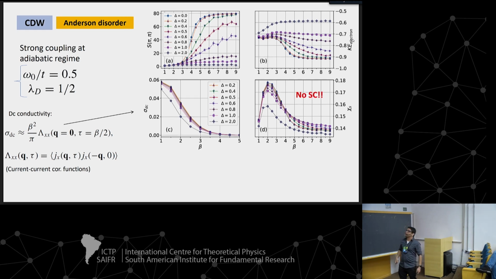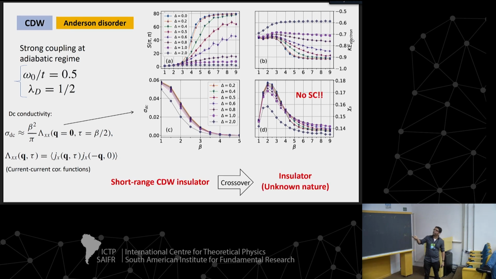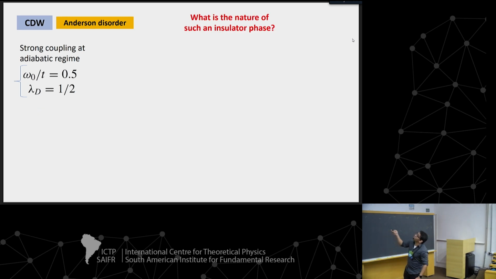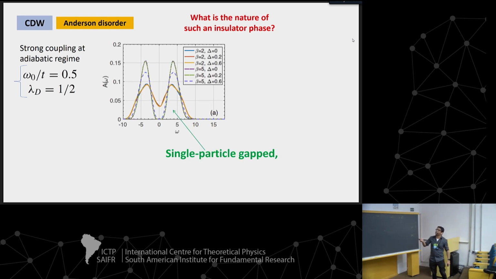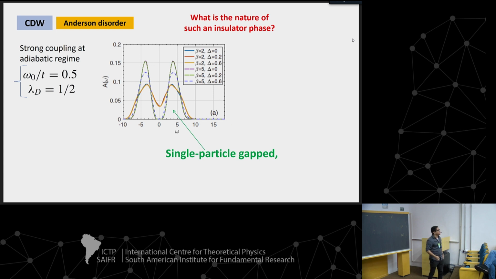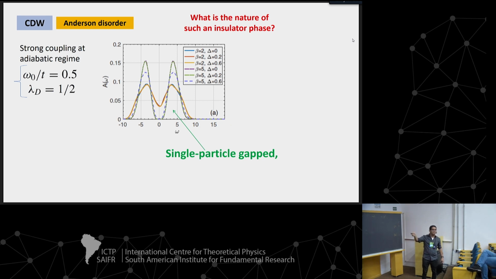So the first question to us is that we have a crossover from a short-range CDW insulator to another insulator that we don't know the nature of. Because I would expect that there should be superconductivity since I destroy the CDW state. So in order to understand the nature of this insulator, we have to analyze two other quantities. First, the spectral weight. So here we see that we really have a gap, in line with the previous results.